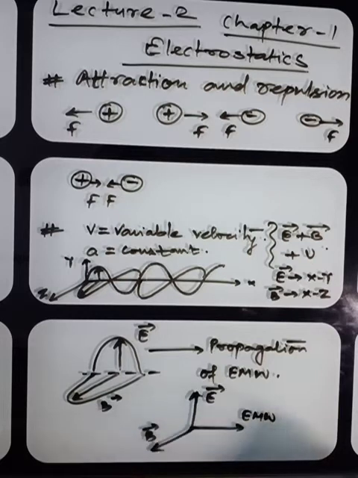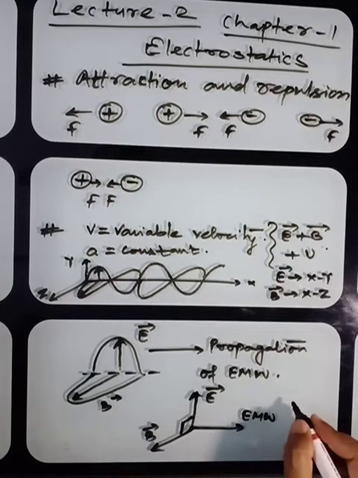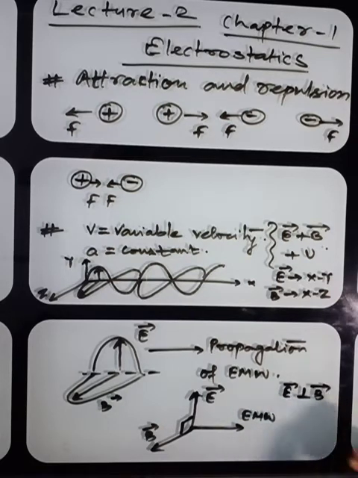So in board exam, it has been asked several times, what will be the angle between electric field and magnetic field? So what should be the answer, student? It is 90 degree. E perpendicular to B, that is the electric field is mutually perpendicular to magnetic field, 90 degree.